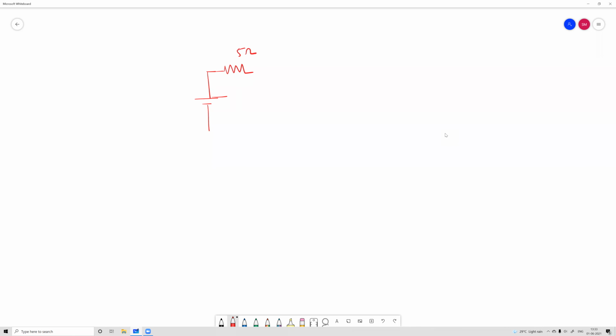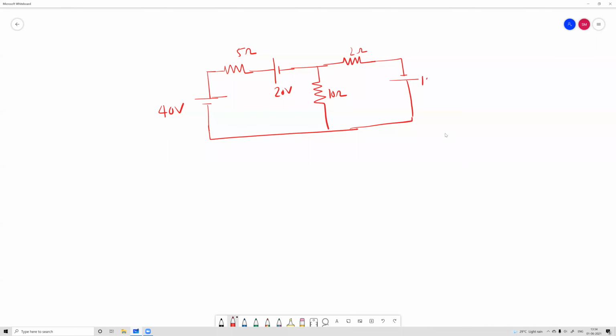This is 5 ohms. This is 40 volts. This is 20 volts. This is 10 ohms. This is 2 ohms. And finally, 10 volts. Find the current I using superposition theorem. This is my current I. So we need to find the current I using superposition theorem.